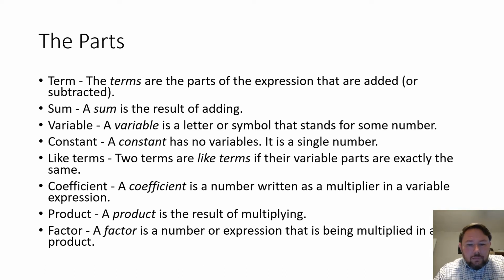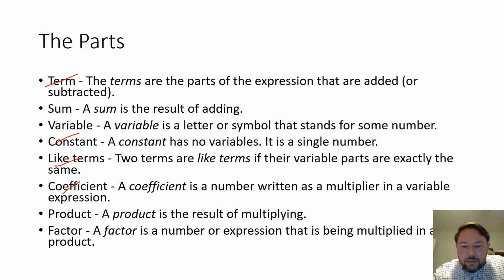So we talked about the term, right? We talked about terms. We talked about constant, right? The constant has no variables. It is a single number like 6, right? We talked about like terms. Those would be 2 terms if their variable parts are exactly the same. The number can be different, right? It's just the variable. We talked about coefficients. When we have something like 3x, the coefficient is 3. It's the number written as a multiplier in a variable expression.